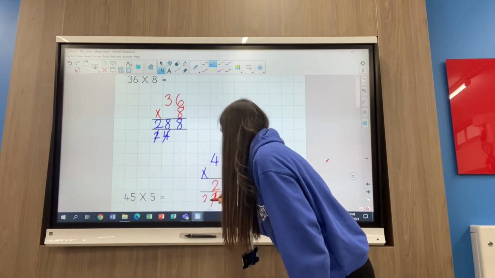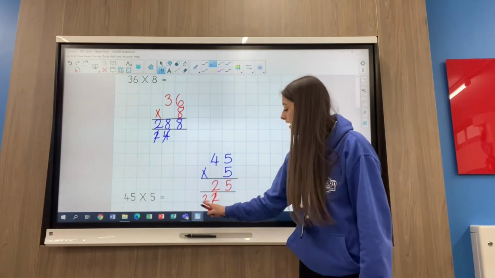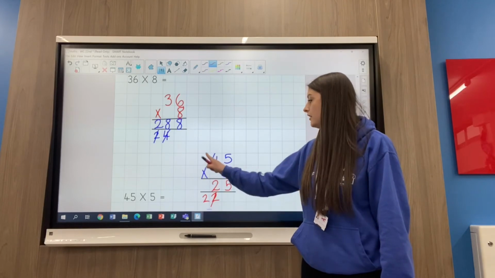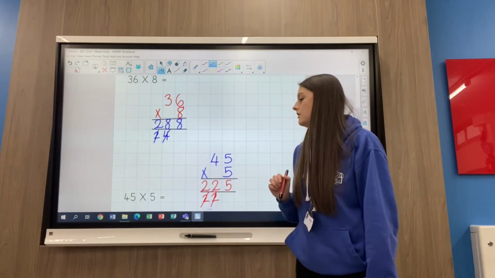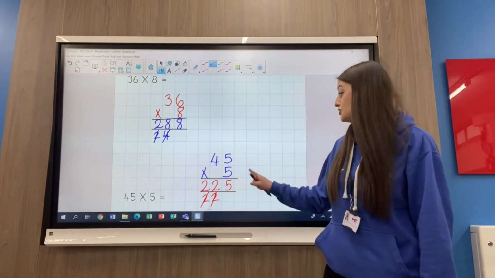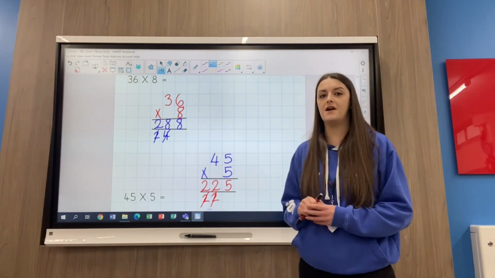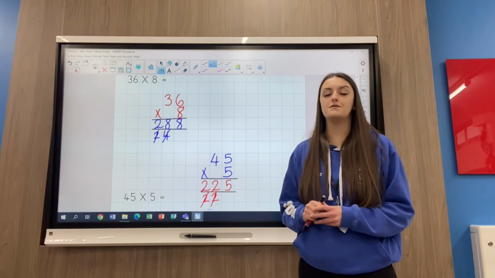I'm going to carry, then it's 22 tens, so I'm going to carry those hundreds under there. I've got no hundreds to multiply, so I just need to add those hundreds on. So if you pause my video, did you manage to get 225? I'm sure you did, okay?